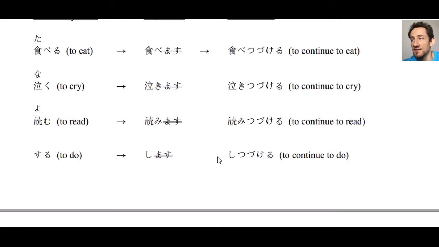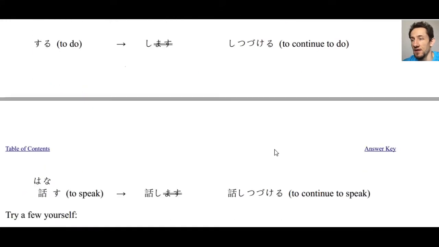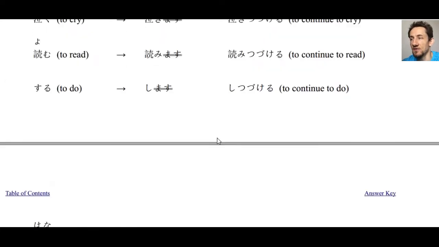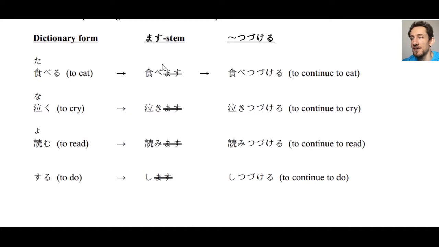Suru, shimasu, shitsuzukeru. Hanasu, hanashimasu, hanashitsuzukeru. Okay, so we have this tsu-zu, with a DZU, zu, tsuzukeru, hanashitsuzukeru, to continue speaking or to keep speaking, keep talking. And that's it. Very simple. Just isolate the mas stem of a verb and add tsuzukeru.